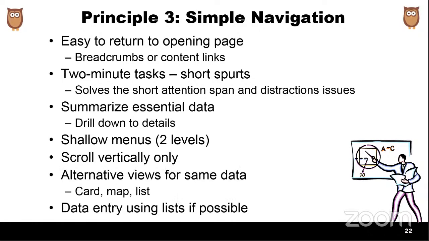And then having alternative views for the same data. The sample application has a card list, a map, and a list, but you may just have different ways to see the same data. And using lists for data entry. This is something we've used all along as well. It helps with data validation. It also helps the user, because they don't have to type. So trying to avoid typing is a good thing.